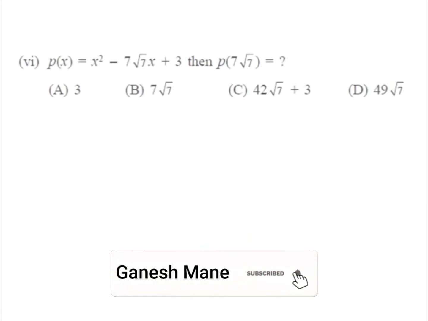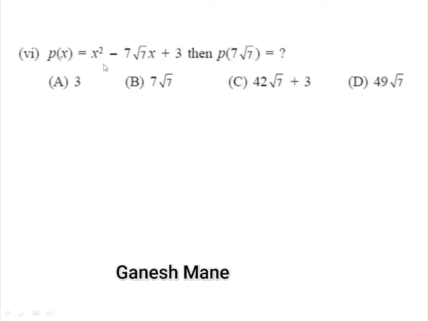Let's have the next question. If p of x is given this polynomial, then we have to find the p of 7 root 7. That means we have to find the value of this polynomial for x is equal to 7 root 7, and the 4 alternatives are given. Now if you have to find p of 7 root 7, first of all we should write this polynomial as it is, that is p of x is equal to x square minus 7 into root 7 into x plus 3.